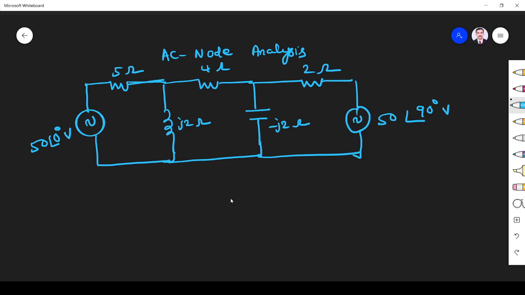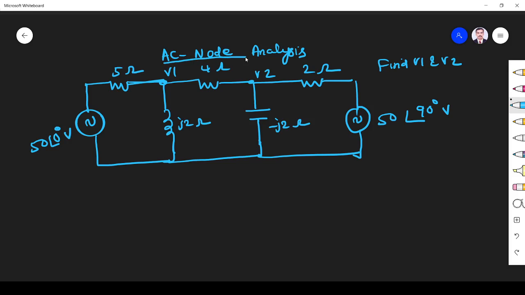Hi friends, in this video we analyze an AC circuit using nodal analysis. The question here is: find the voltage at nodes V1 and V2. So we have to find V1 and V2. That is the question. Okay, how are we going to do it?